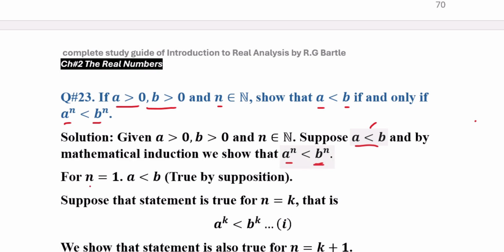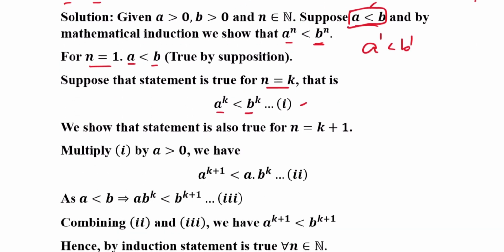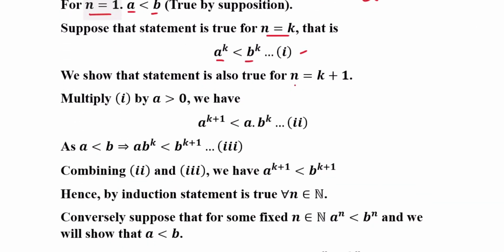When you put n is equal to 1, A raised to power n less than B raised to power n becomes A less than B. It is true by supposition, because it is given that A is less than B. Suppose that the statement is true for n is equal to k, that is A raised to power k is less than B raised to power k. Say this is inequality number 1. We show that the statement is also true for n is equal to k plus 1, that is, A raised to power k plus 1 is less than B raised to power k plus 1.